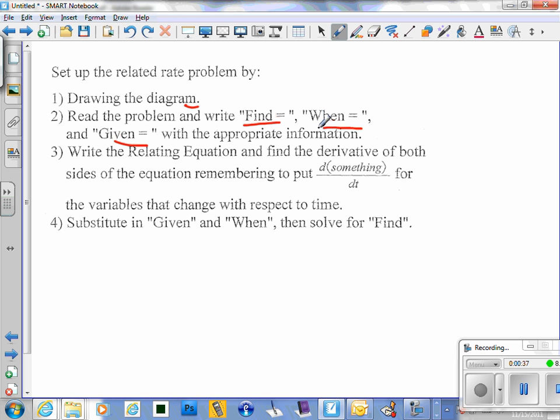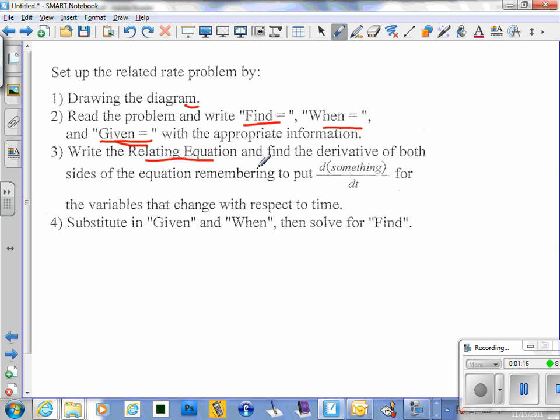When that happened, if it is saying that at the second, third second, or when minute is equal to 5, okay, so when is that happening? And what else is given? Sometimes it says that at that particular time, some other rate is given, in inches per minute, kind of stuff, with the appropriate information. Third step, we write the relating equation.